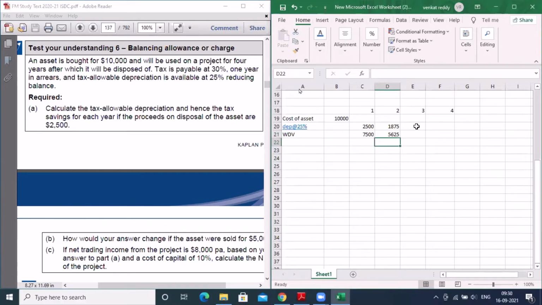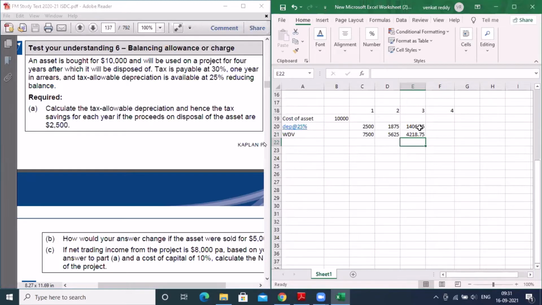And the third year, what will be the depreciation? 5,625 into 25%. So it will be 1,406. Okay. And what will be the written down value? 5,625 minus 1,406.25. So the written down value for the third year is 4,219. Okay, and it is clearly mentioned that in the fourth year the asset is disposed.